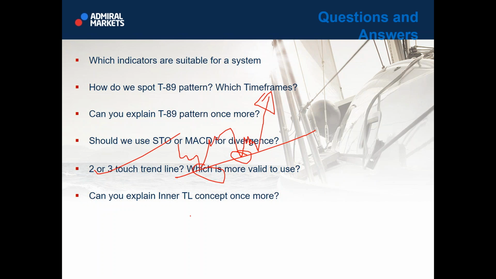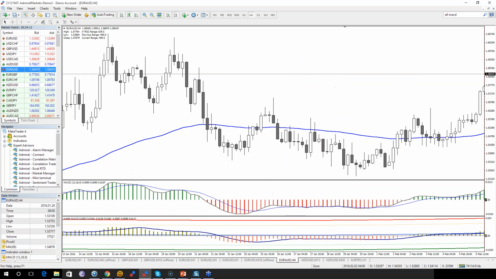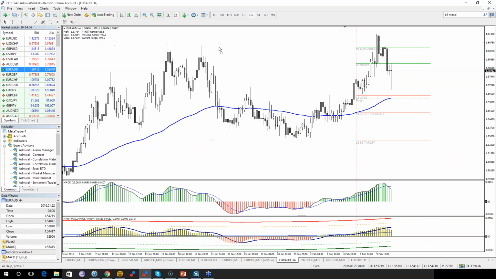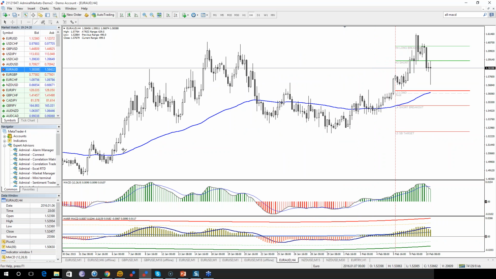Can you explain the inner trend line concept once more? That was a question. Yes, of course. For example, let's find an inner trend line here. We have it here. So, okay, this is it.